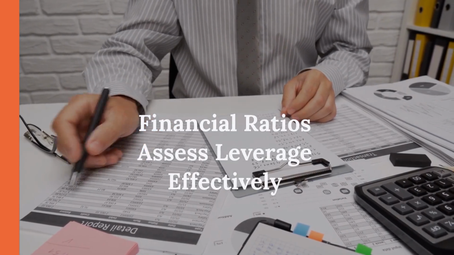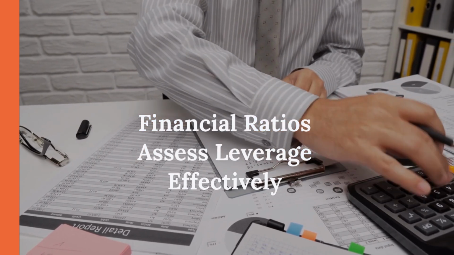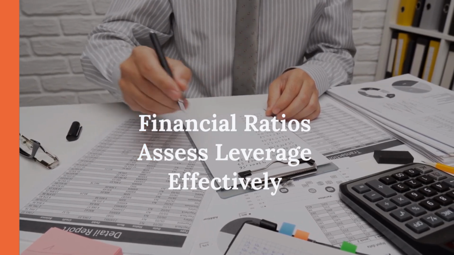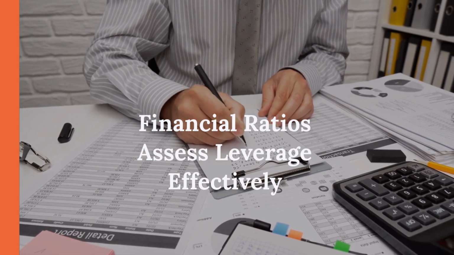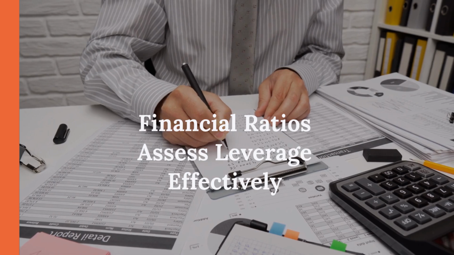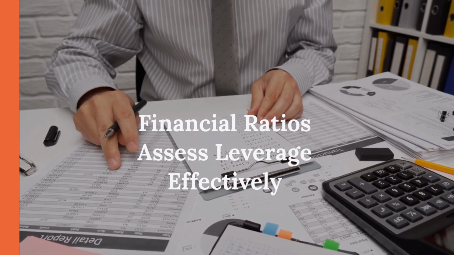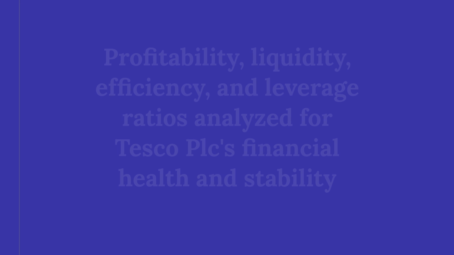Capital gearing is common stockholder equity over fixed cost-bearing funds. Interest coverage is earnings before interest and tax over interest expense. Debt-to-equity ratio is total debt over shareholder equity. Asset-to-equity ratio is total equity over total assets. Understanding these ratios helps assess financial leverage.